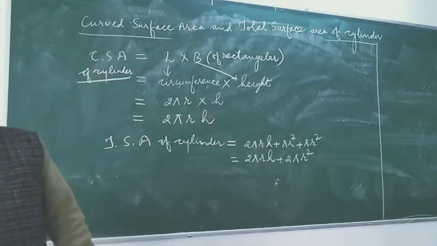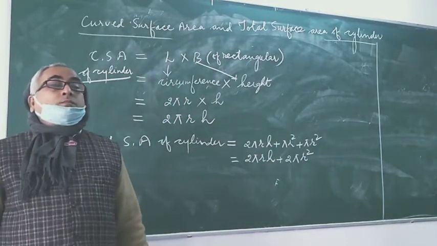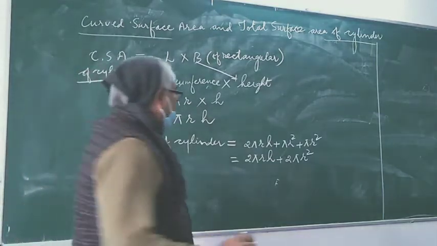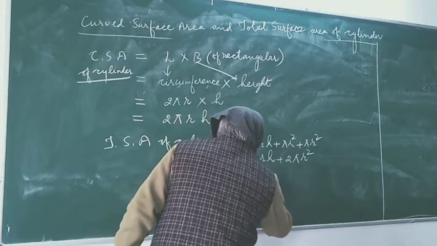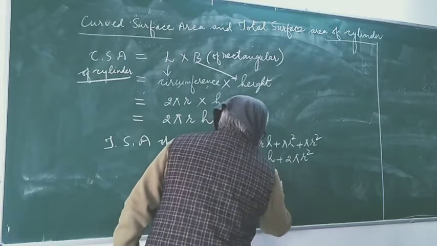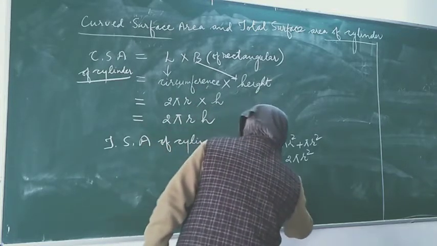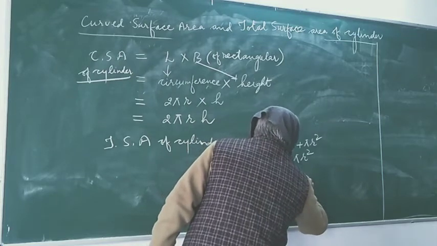Now something is common here, and what is common? 2 pi r. So 2 pi r will be taken as common. Inside the bracket what will be there? This one is h and here it is r.